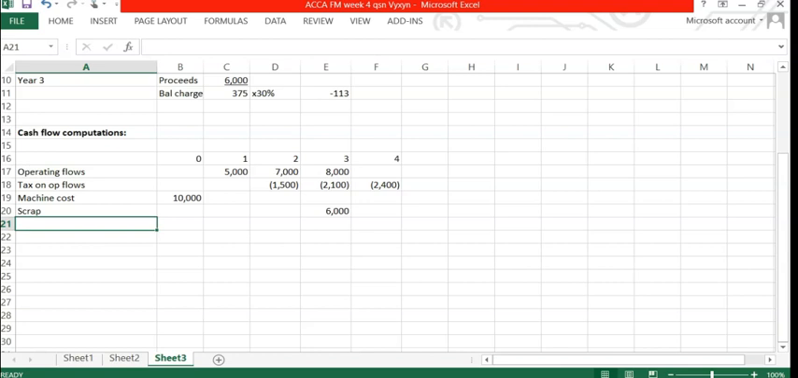And you then have to consider the tax savings on capital allowances.